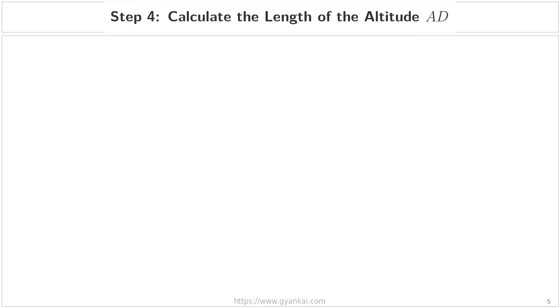Step 4. Calculate the length of the altitude AD. Now that we have identified all the side lengths of our right-angled triangle, specifically triangle ABD, we need to find the length of the altitude, AD, which we don't know yet. To do this, we will apply the Pythagoras theorem to triangle ABD.